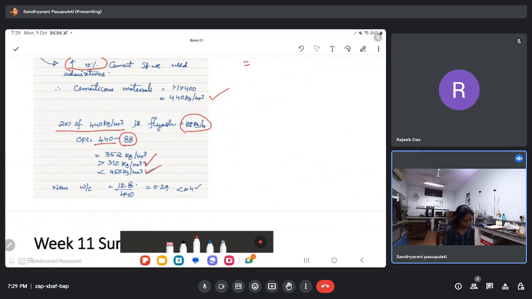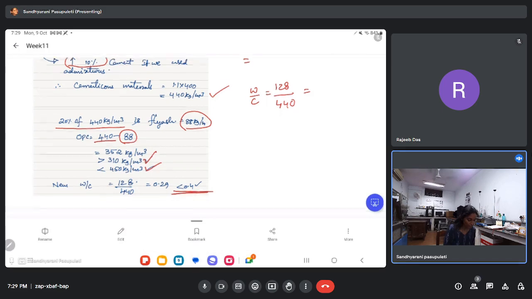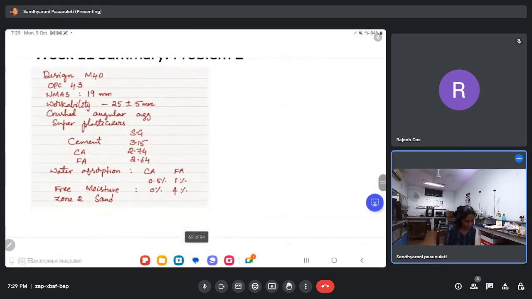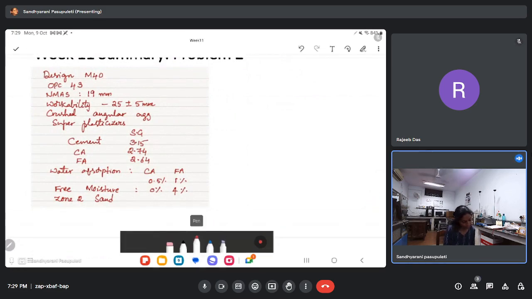So if we calculate the new cement, we also have to calculate the new water to cement ratio because water is 128. Now the cement is 440. Thereby from this we will get the water to cement ratio. And we have to make sure that that water to cement ratio is less than the maximum water to cement ratio of 0.4. Okay, let us quickly look at another problem. Let us say it was given that we need to design M40 with OPC 43.